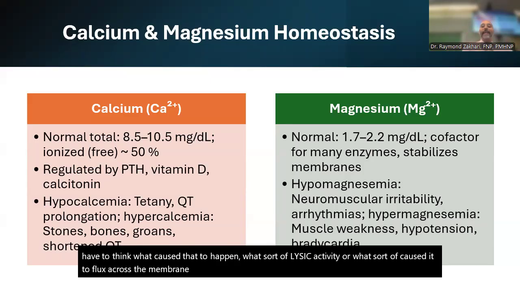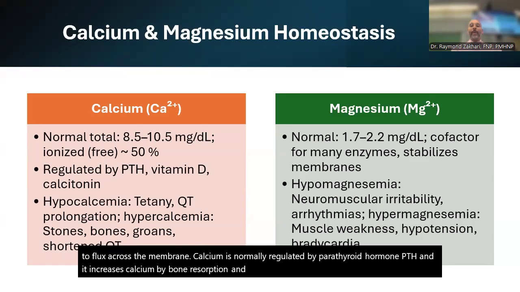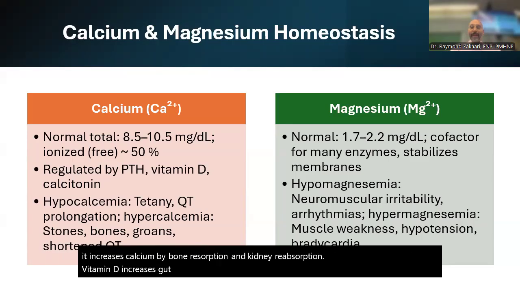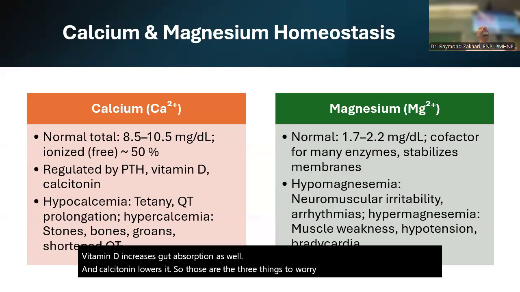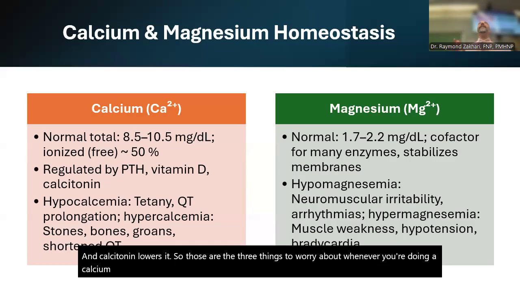Calcium is normally regulated by parathyroid hormone, PTH, and it increases calcium by bone resorption and kidney reabsorption. Vitamin D increases gut absorption as well, and calcitonin lowers it. So those are the three things to worry about. Whenever you're doing a calcium workup, it's vitamin D, parathormone, and calcitonin levels. Those are the three things.